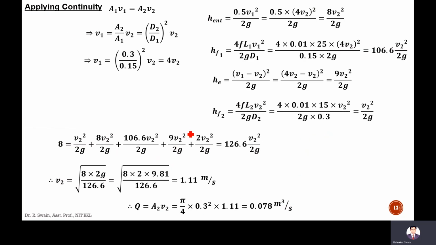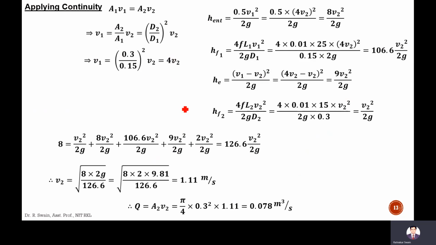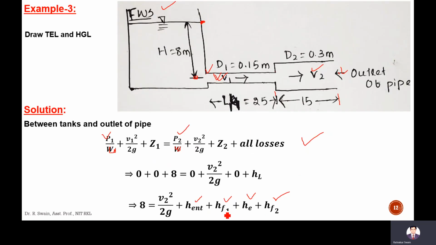So we apply the continuity equation: one is the energy equation, another is the continuity equation. Applying continuity, A1 V1 is equal to A2 V2, so V1 will be equal to A2 by A1 times V2, which is D2 by D1 whole square into V2, which is 0.3 by 0.15 whole square into V2, which will be equal to 4 times V2. So V1 is equal to 4 times V2. Till now we have not calculated V1 and V2, because all losses are in terms of V1 or V2.